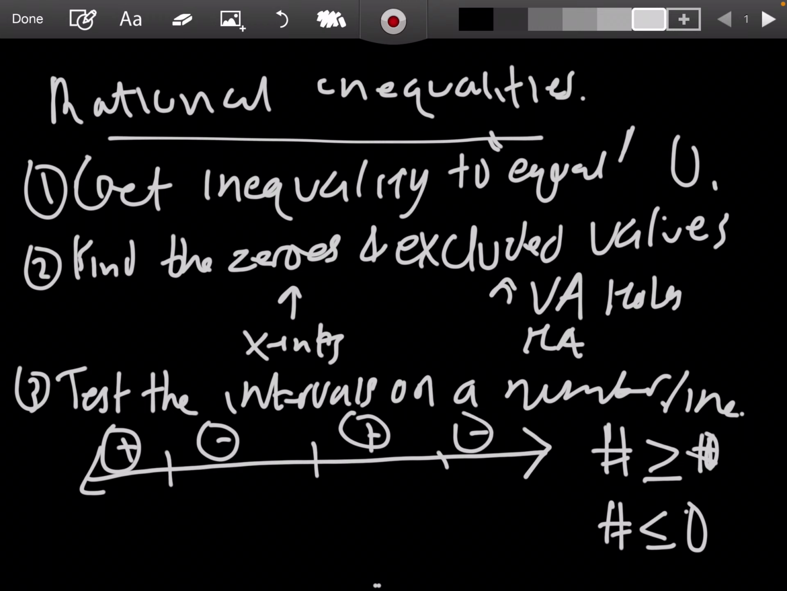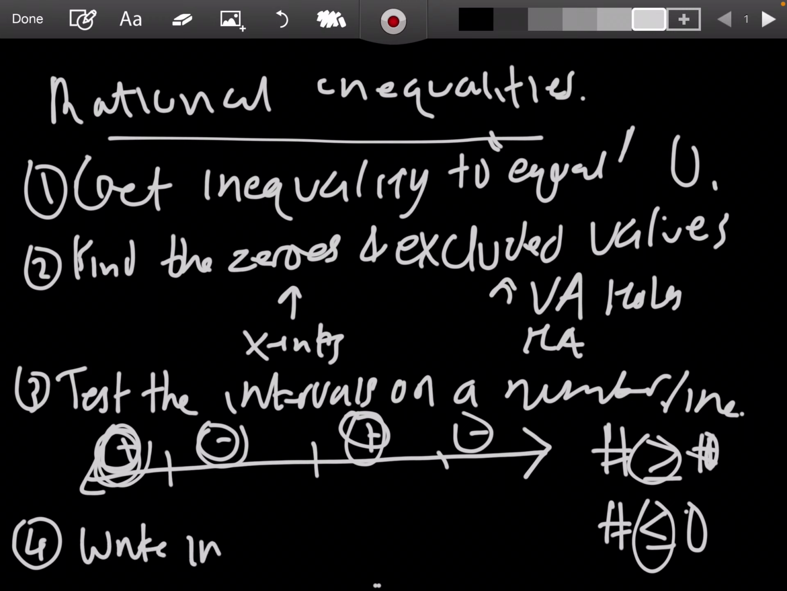So after doing that, you write your answers, whatever these values are, or whatever you're looking for based on this. You have to write your answer in interval notation. Let me redo that. Write your answer in interval notation.